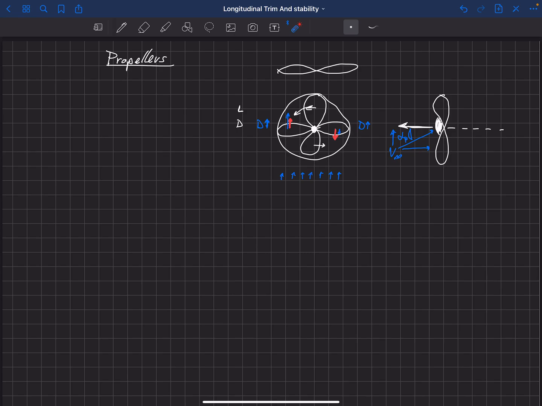So what this ends up doing is we create this normal force, and I'm just going to put it right here. We call this N sub P. This is the normal force of the propeller. And it turns out that normal force acts in the direction of the normal velocity that this propeller sees.